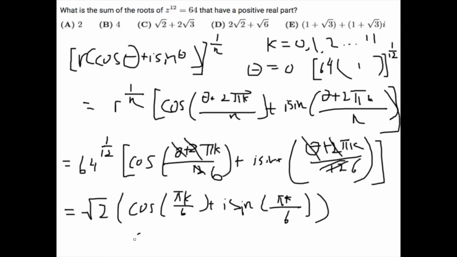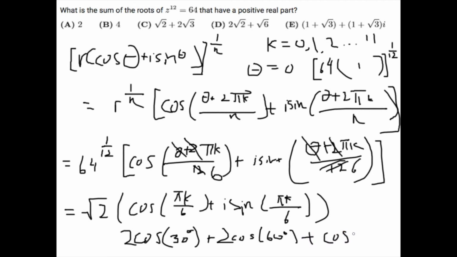So we have cosine of pi times 1 over 6, which is 30 degrees. And we also have the mirror image of that in cosine of 330 degrees. So we can just multiply that by 2. Similarly, we have cosine of 60 degrees, which we have the mirror image of in cosine of, I think, 300 degrees. And we have cosine of 0 degrees. If we add these up, we have cosine of 30 degrees is square root of 3 over 2.